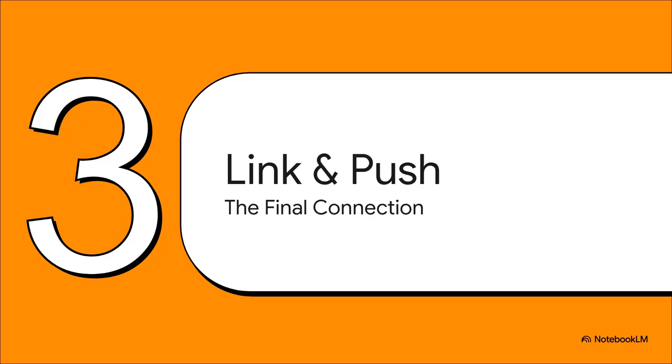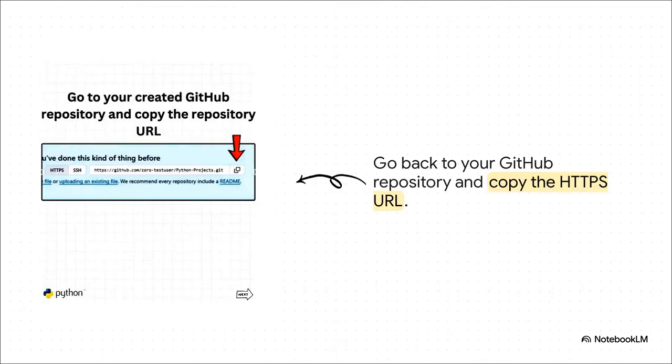We are so close. Seriously, the hard part is over. We've got our local project all packed up, and we've got our empty home waiting online. Now we just need to make the final connection between the two and push our code up. Okay, quick, jump back over to your web browser. See that repository page we made? You're looking for the HTTPS URL. It's basically the street address for your project's online home. Just find that and copy it to your clipboard.